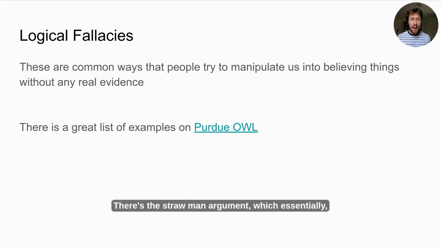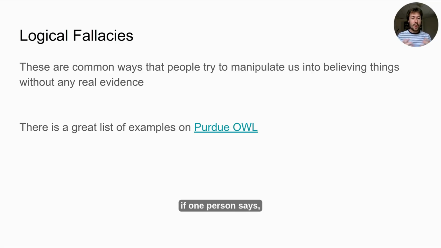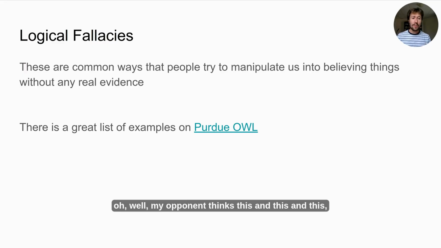There's the straw man argument, which essentially, if 2 people are arguing on opposite sides of an issue, if one person says, oh, well, my opponent thinks this and this and this, and that's wrong, but the opponent hasn't actually made any of those claims, that's a straw man argument, because they're arguing against this kind of fake person, this person made out of straw, so to speak.